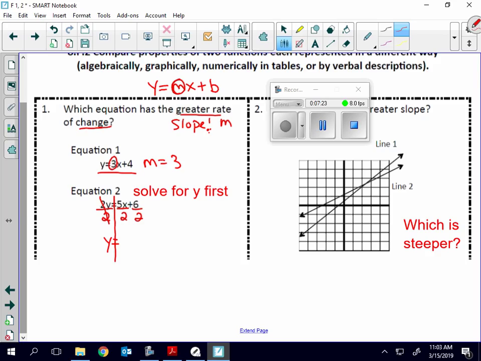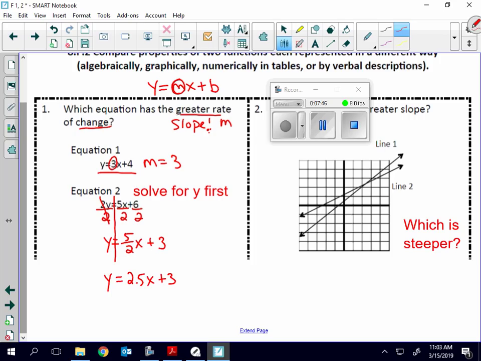You can change it to a decimal if you'd like to. I'll write it as 5/2 first, 5/2 x. And of course, 6 divided by 2 goes evenly. 6 divided by 2 is 3. If you want to divide the 5 by 2, that's fine, because it does come out nice and even, with a decimal, of course, is going to be 2.5. Right? 5 divided by 2 is 2.5.